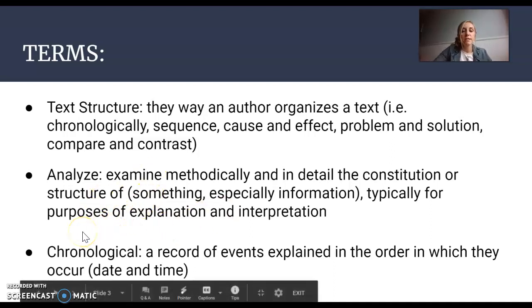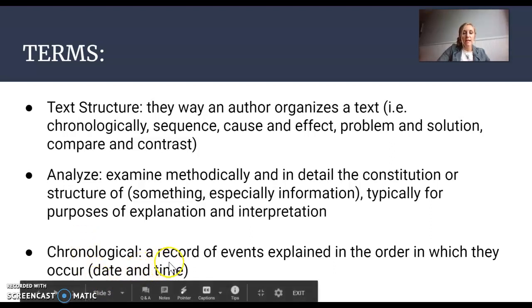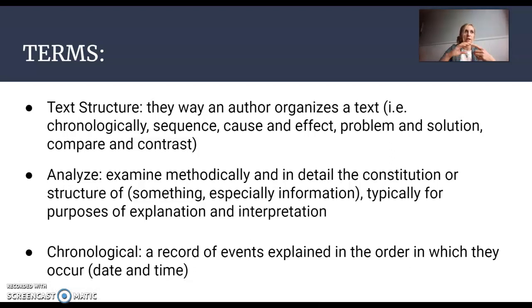Our first way of organizing a text is chronologically. So chronological is to record events explained in an order in which they occur. Again, you can also use the sequence. So a lot of times you see dates and times. You see this happened first on such and such date. Then this happened on a later date. And then it just kind of moves through a story or a timeline of something that happened. So chronological is our first way of organizing a text.